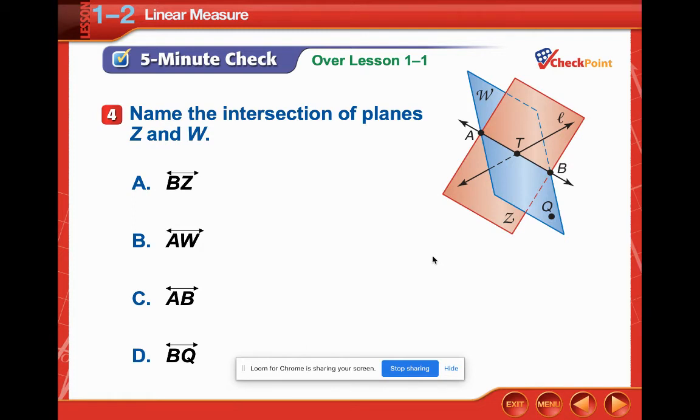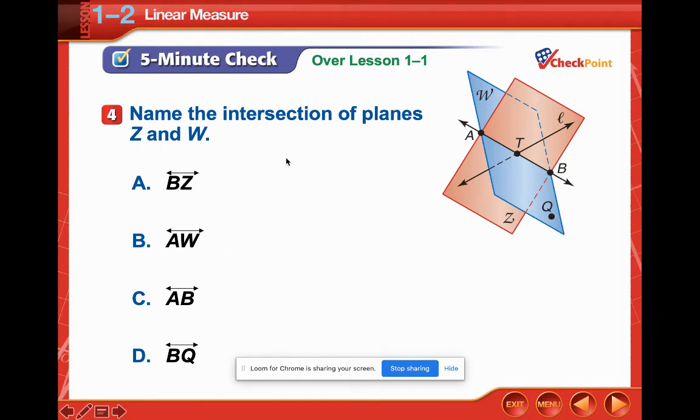All right, name the intersection of planes Z and W. Okay, so Z is like the salmon colored one. W is like the light blue one. All right, so the intersection, remember, intersection of lines is a point, and intersection of planes is a line. Okay, so right here, we would get an intersection. So we're looking for a line. Okay, and all 4 of our answers are a line.